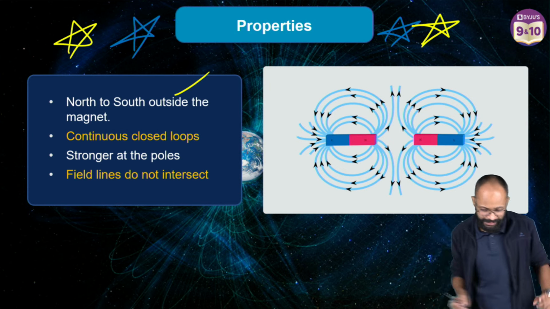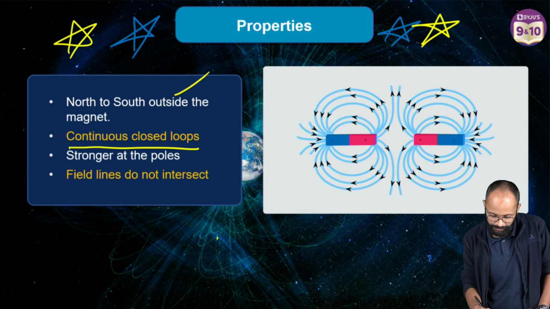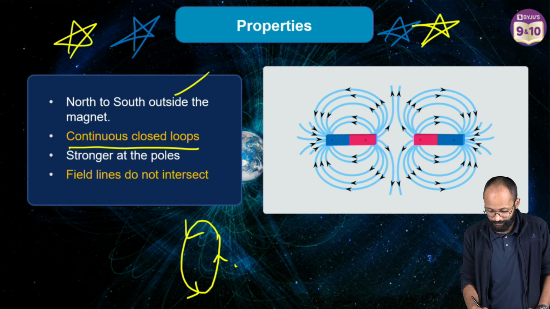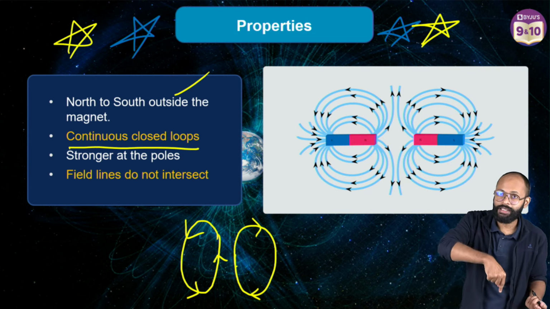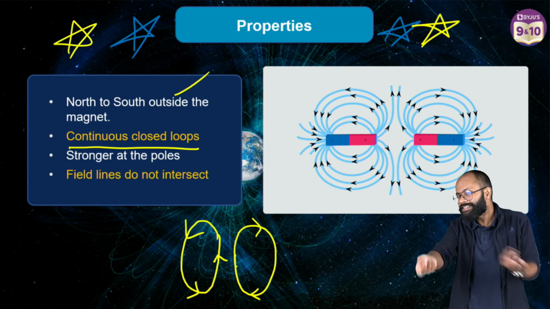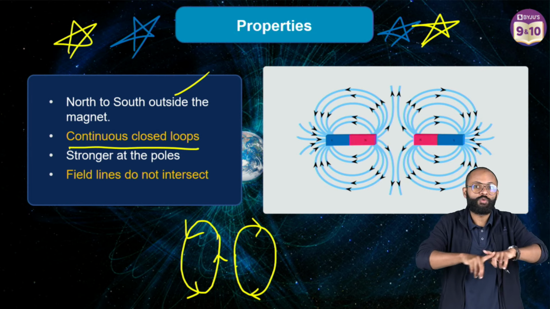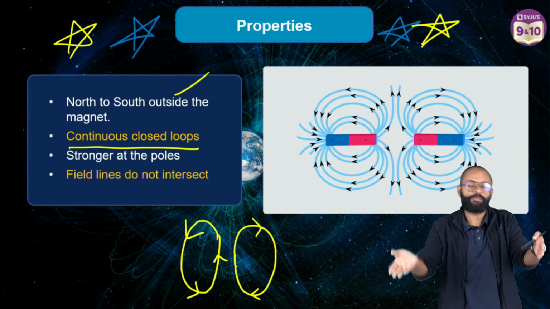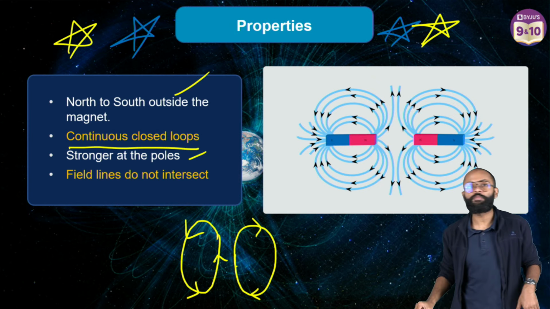But these magnetic field lines form continuous closed loops. That is, outside, if they are going like this, inside it will be going here. So these magnetic field lines form closed loops. In the case of a bar magnet, outside the magnet it is going from north to south. Inside the magnet it is going from south to north because it's a closed loop. It's not that it starts at north and ends at south. No, it's a closed loop. Okay? They are stronger at poles.